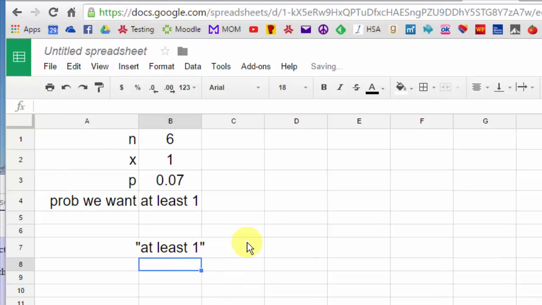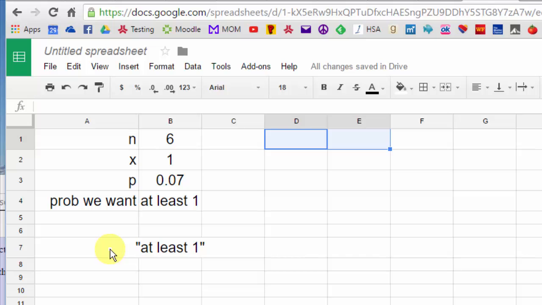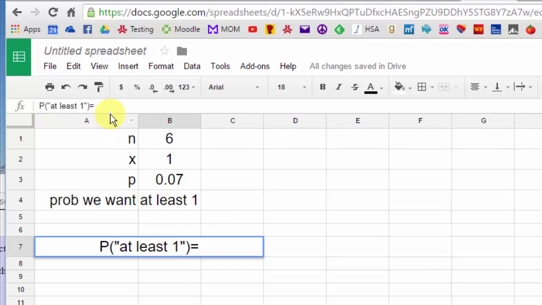What does at least 1 mean? Well, it means the probability that you get 1 defect or 2 defects or 3 defects or 4 or 5 or 6, right? So the probability of at least 1, and we've talked about this before, is the same as 1 minus the probability of 0. So at least 1 and 0 are complements of each other. So we have a couple ways to go here.